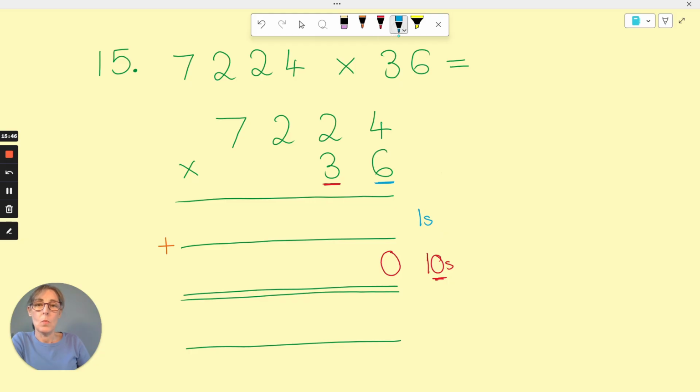So let's start with the ones. 6 times 4. 6 fours are 24. 6 times 2 is 12. Add 2 is 14. 6 times 2 is 12. Add 1 is 13. 6 times 7 I know is 42. Add 1 is 43.